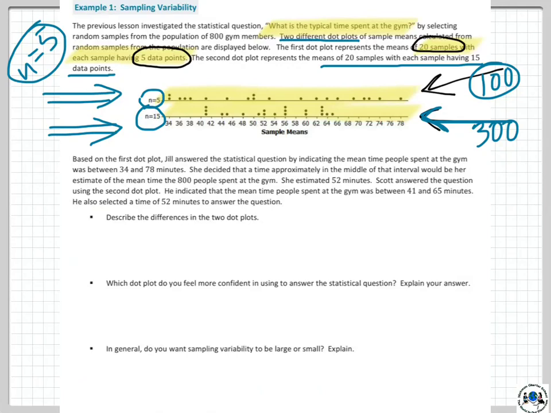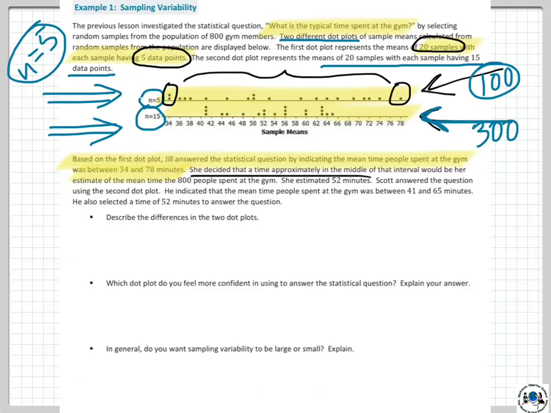So based on the first dot plot, okay, Jill answered the statistical question by indicating the mean time people spent at the gym was between 34 and 78 minutes. And you can see how she did that, because 34 is here and then 78 is here. So it's somewhere in between, which makes good sense. That's quite a range though, all right? But she decided that a time approximately in the middle, not necessarily arbitrarily, she said, well, let me just find something that's right in the middle, and she decided that was about 52 minutes, okay? So she chose this one here, right about here.